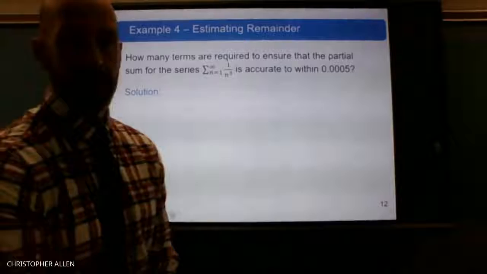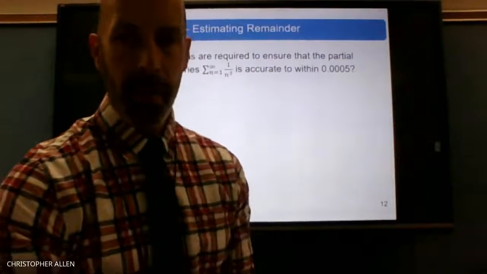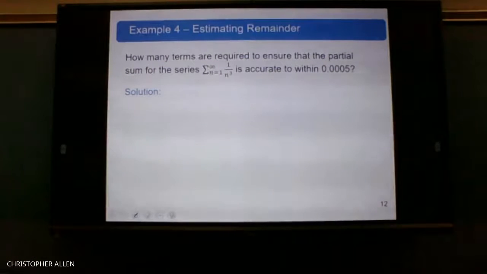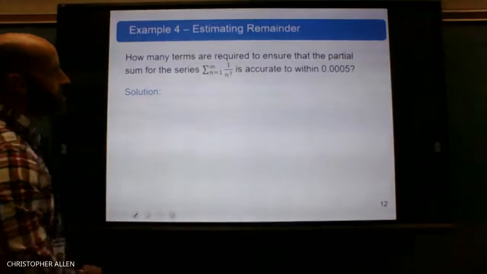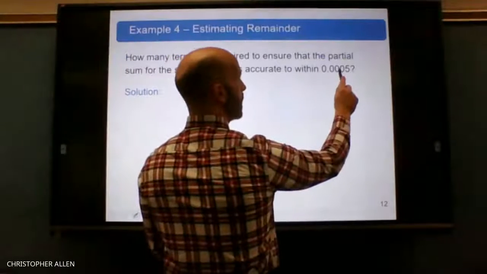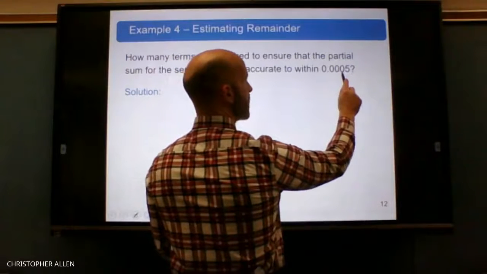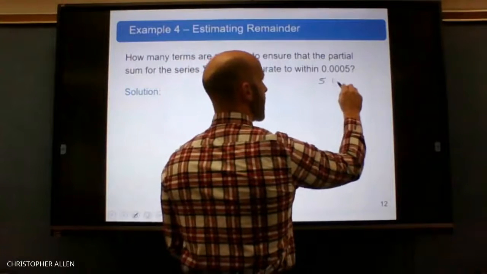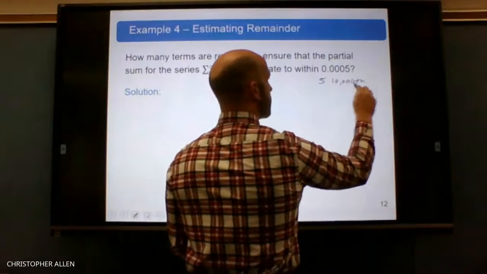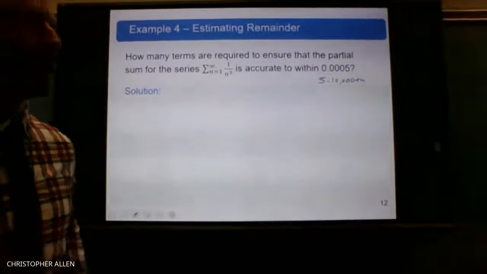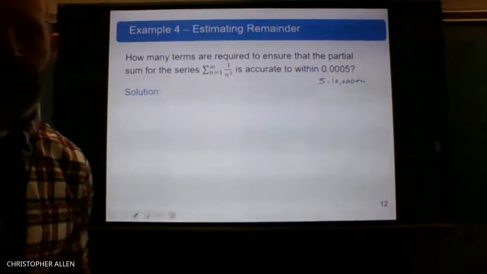This is a question that you might see on the AP exam as a free response. How many terms are required to ensure that the partial sum for this series is accurate to within, remember, tenths, hundredths, thousandths, ten thousandths. So we want this to be within 5 ten thousandths accurate. So how many terms do we have to go?